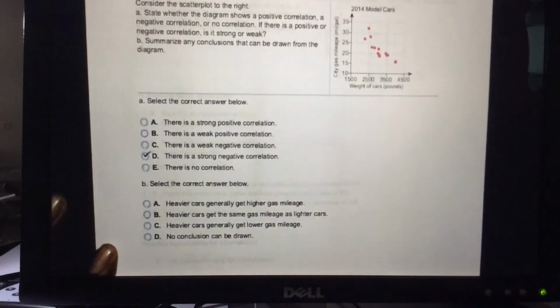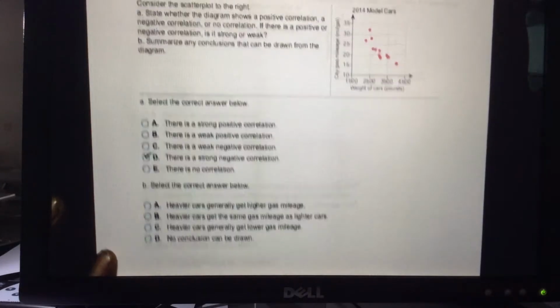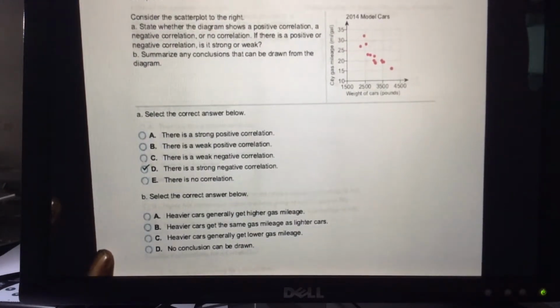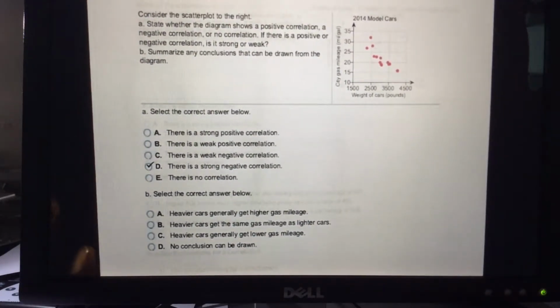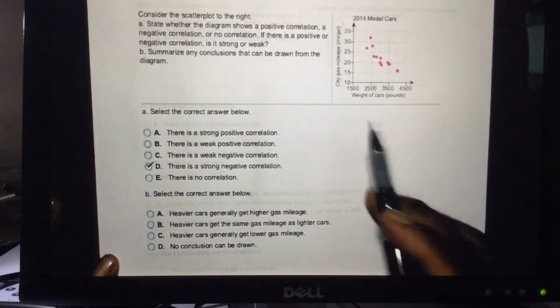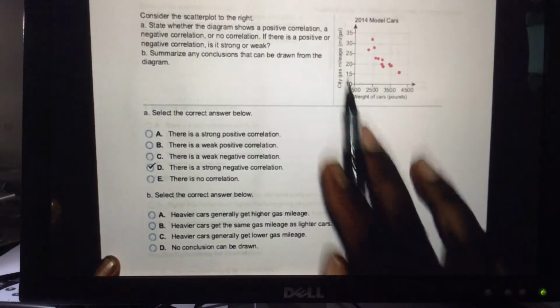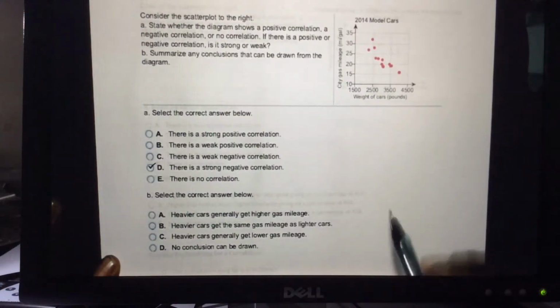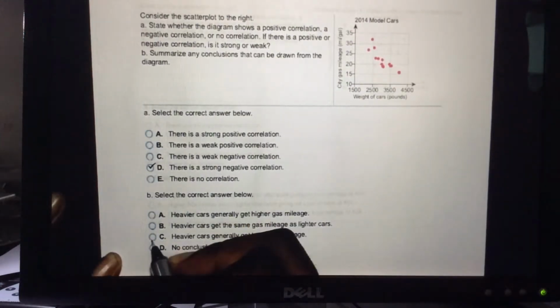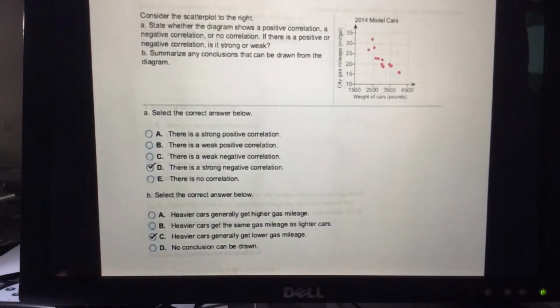Okay. Based on this answer, for part B, select the correct answer below. Here, as the weight of the cars increases, the city gas mileage goes down. So it would be this answer choice here: heavier cars generally get lower gas mileage.